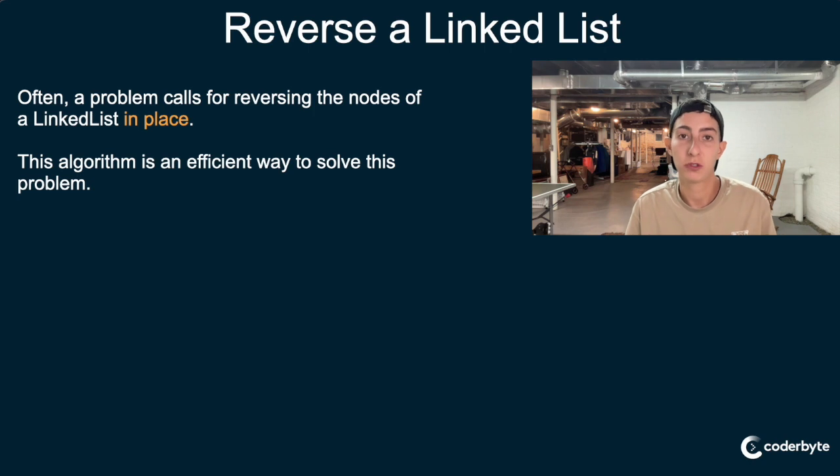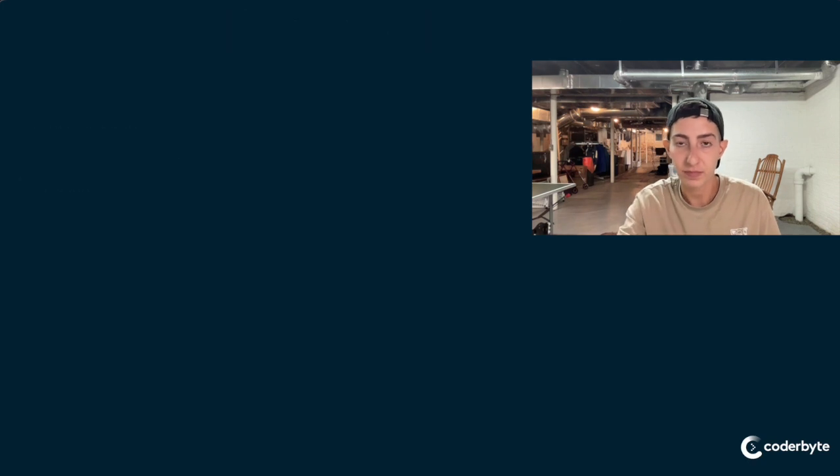But often problems call for reversing the nodes of a linked list in place. That's actually not creating a new data structure. It's taking the original nodes from the original linked list passed in and returning those nodes in reversed order. So this algorithm we're going to learn is an efficient way to solve this sort of problem. So let's talk about this week's problem.